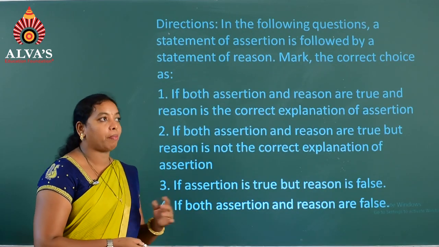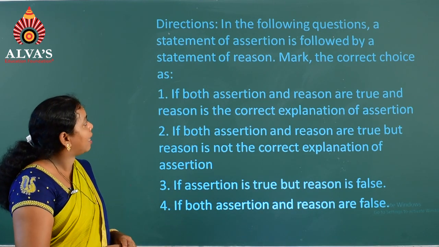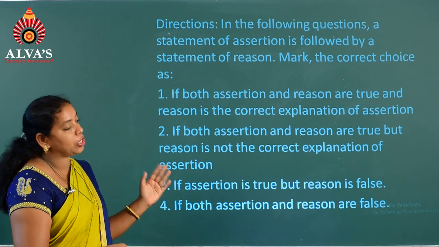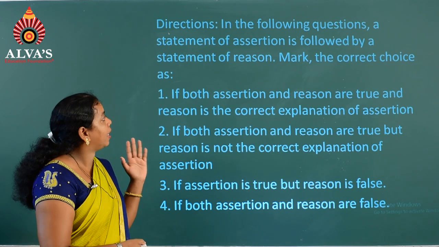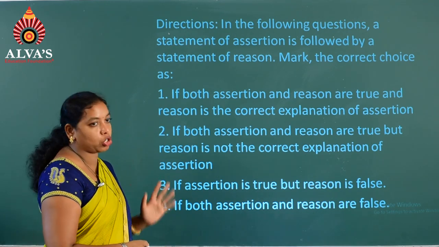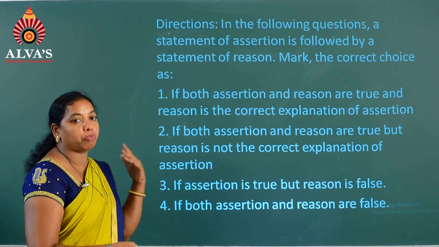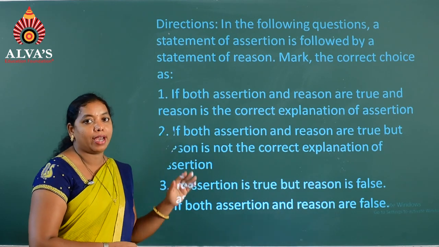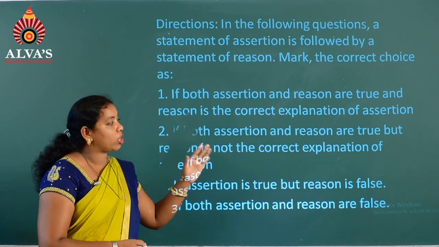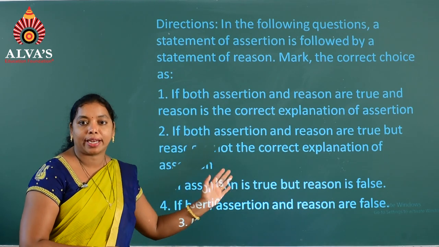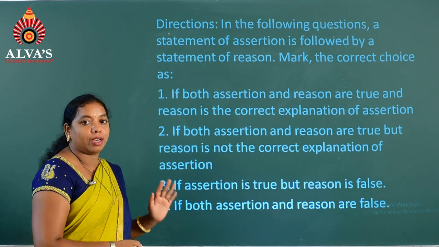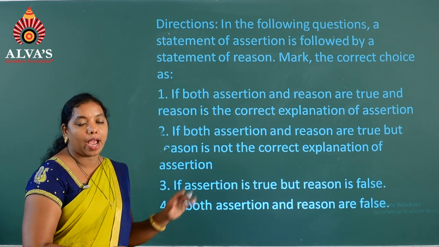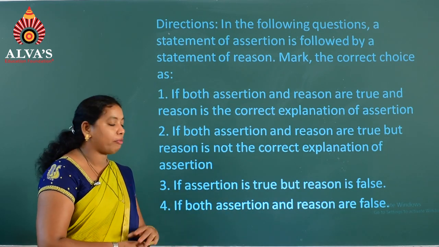For question number 86 onwards, you have to see the directions given. Directions mean that in the following questions a statement of assertion is followed by a statement of reason. Mark the correct choice as the first one, if both assertion and reason are true and the reason is the correct explanation for the assertion. The second one, if both the assertion and reason are true, but the reason is not the correct explanation for the assertion. The third one, if the assertion is true but the reason is false. And the fourth one, both assertion and reason are false.